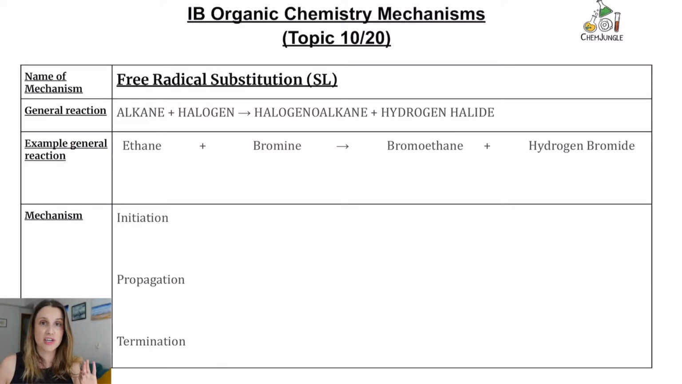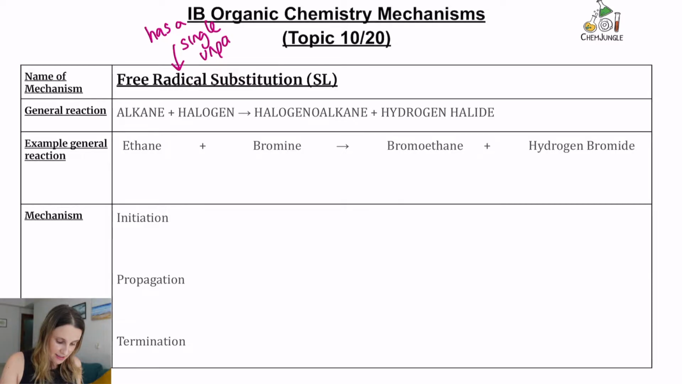Free radical substitution is the only mechanism that is in the SL content. So let's go through that one first. Let's define what free radical and substitution means before we get started. So a radical just means something that has a single unpaired electron. And what I mean by that is normally when we're drawing dot and cross diagrams or Lewis diagrams, you're drawing your electrons in pairs. If something doesn't have a pair and it's just got one single electron within those orbitals, then we call it a radical.